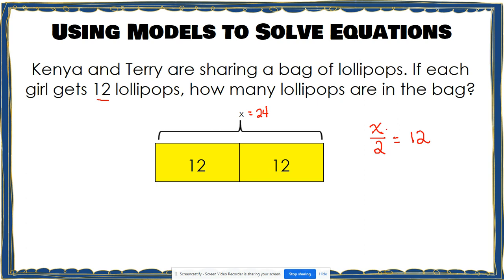I can show this on my equation by multiplying by 2 on both sides of my equation. On this side, if I do x times 2 divided by 2, my 2 over 2 makes 1, and 1x just gives me x. On this side, I have 12 times 2, which gives me 24. So this means that there is a total of 24 lollipops in the bag.